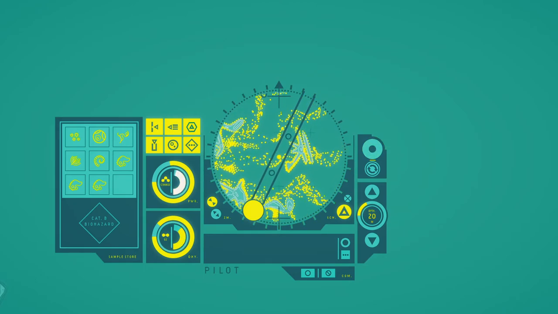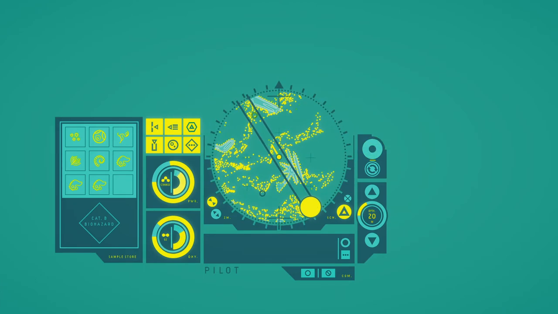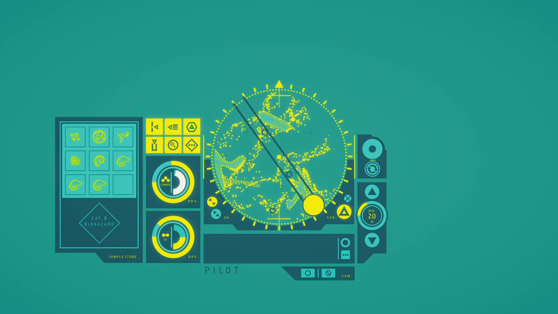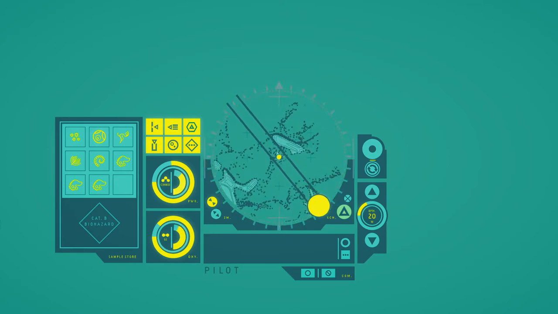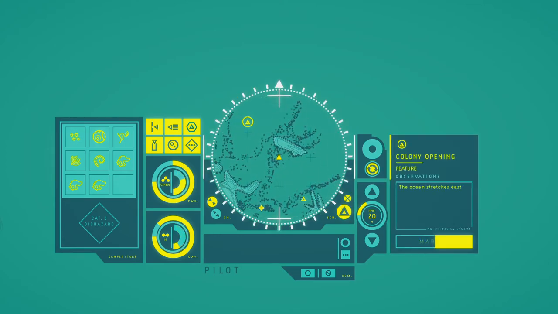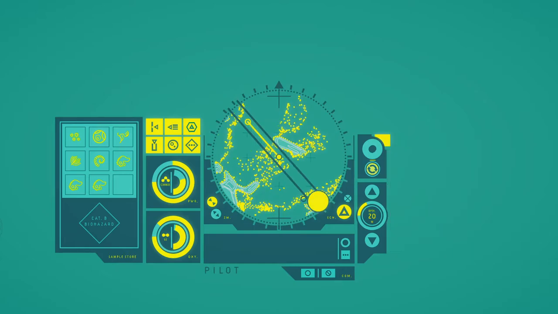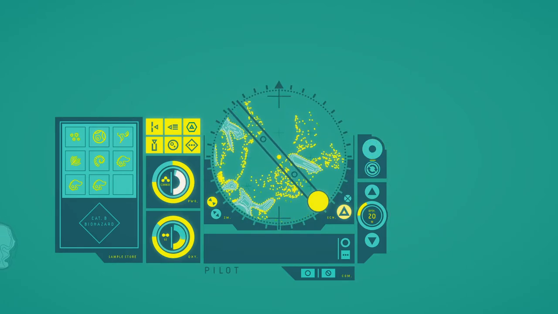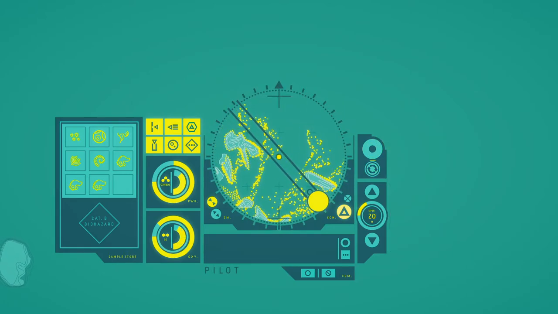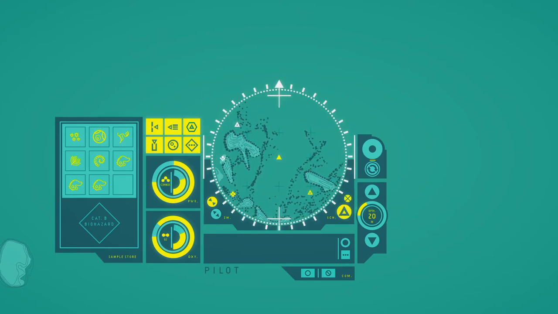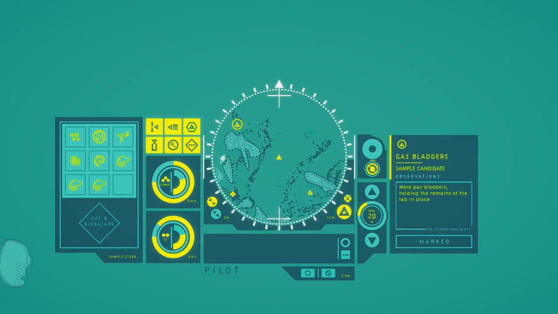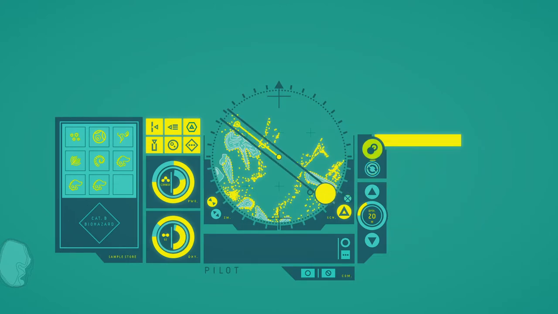I wonder whether we will be able to go back to the entrance, because I think there was something to the left. The ocean stretches east from here, a blue desert beneath three red suns. Put my light out there beyond the range of this suit. More gas bladders holding the remains of the lab in place, like the pieces of a torn map hinting at the history of a long moon structure.